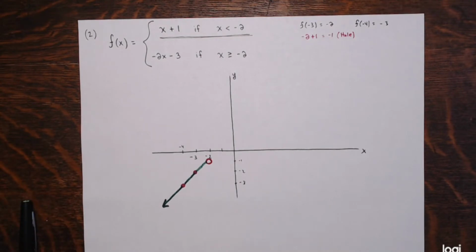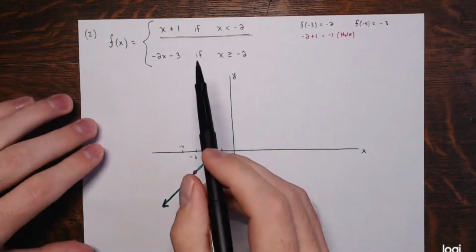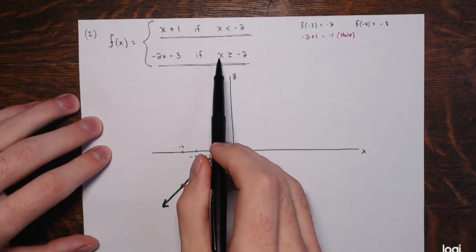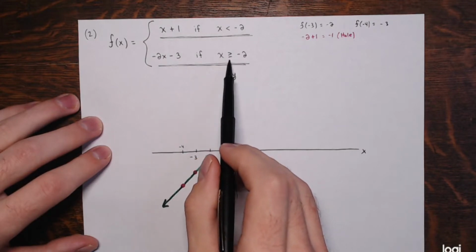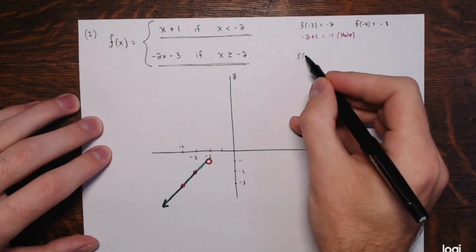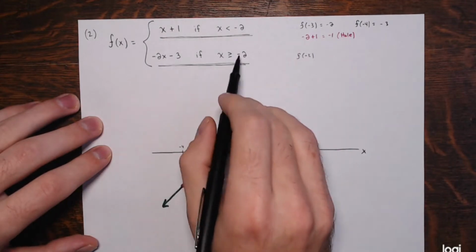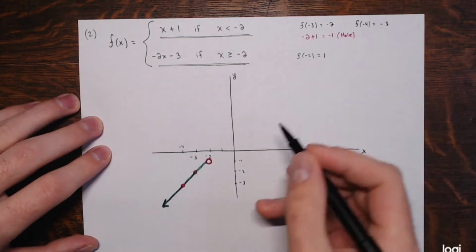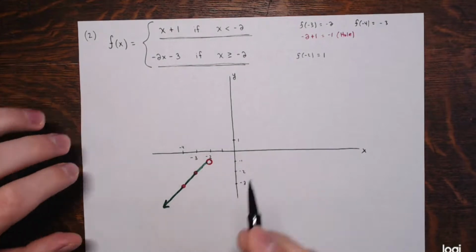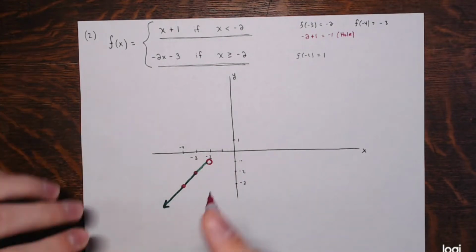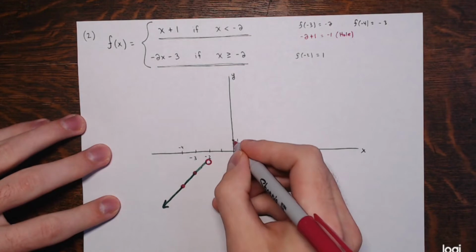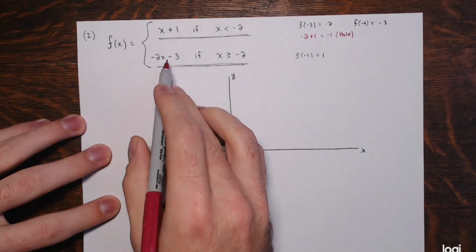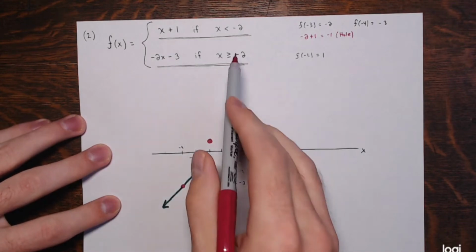All right, I'm done with the first piece, and I move on to the next piece. Now here, I can plug in anything greater than negative 2 or negative 2 itself. So why not start at negative 2? Negative 2 times negative 2 is 4, minus 3 is 1. So f of negative 2 is 1. So this will actually be a filled in, solid point, because negative 2 can actually be plugged in here. So negative 2, 1, solid. And that's where this piece will start. It starts at negative 2, and then we go to the right.